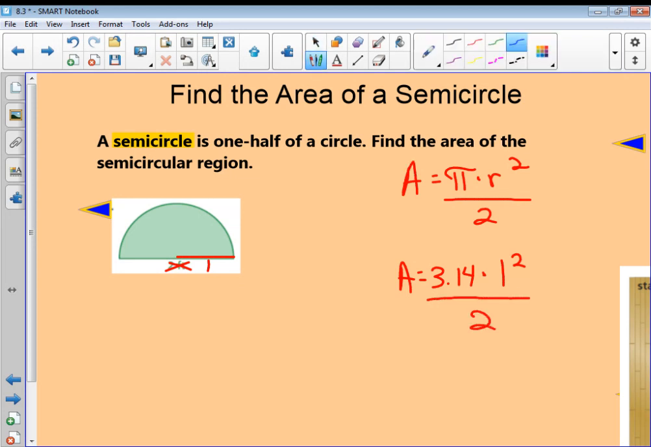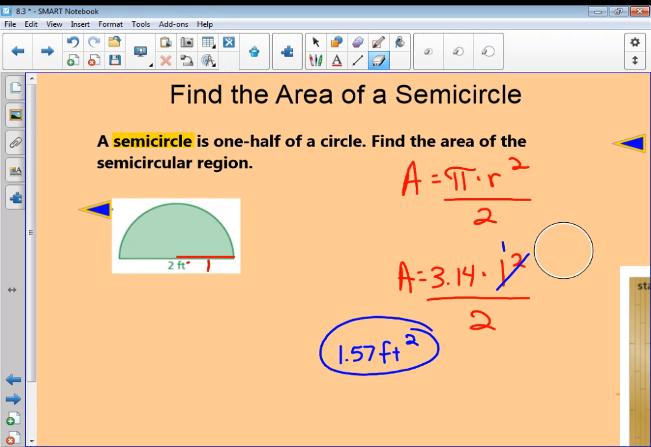Okay, 1 squared, 1 times 1, is still 1. Times 3.14 is 3.14. So we're going to take 3.14 divided by 2, and that gives us 1.57. So my area is 1.57. Units were feet squared.